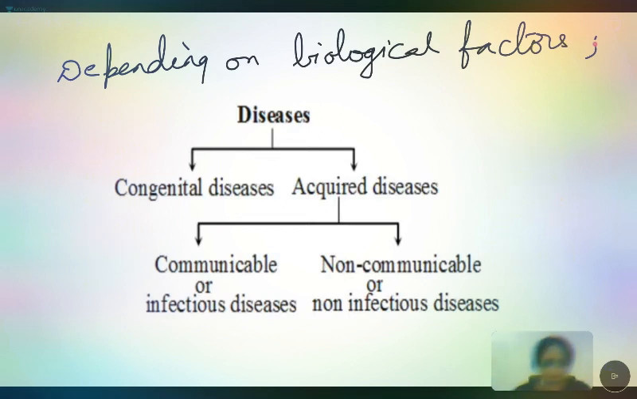Then acquired diseases are again two types. First one, communicable or infectious diseases. If you get it by a pathogen, and the pathogen can go from your body to another body, it means it is communicable or infectious.